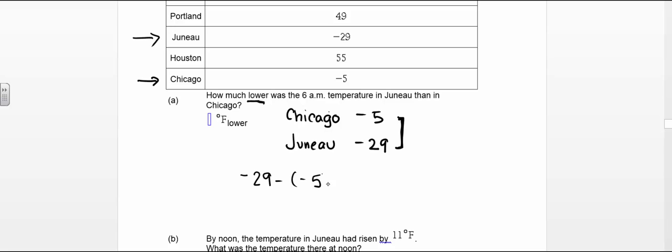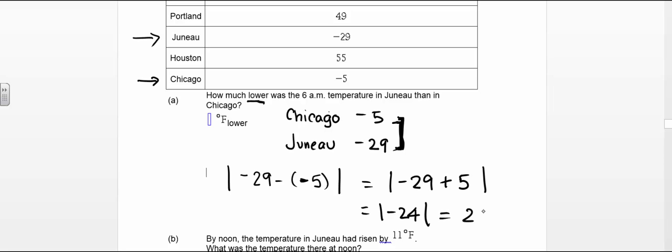minus a -5. Now remember, you're always talking about a difference, okay? Because you're trying to figure out the number of degrees between these 2 cities. So the absolute value of -29 minus a -5 is the same as -29 plus 5, which gives me the absolute value of -24, which still comes out to be 24 degrees. Okay, so there's a total of 24 degrees difference between the temperatures in Chicago and in Juneau. So that's the way you could solve the first part.